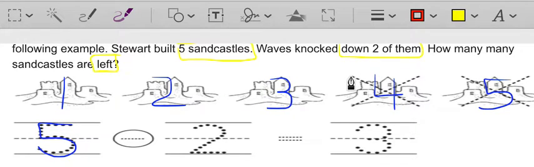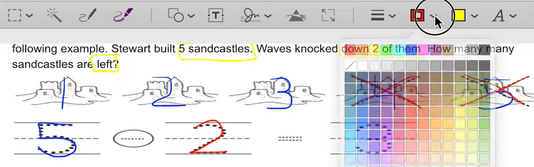So we have to take away how many? You can see my number right here. 2 of them. So how many X's will I need? 2 X's. 1, 2. Now that number 2 is really important too. So I'm going to come down here and write my number 2 because 2 of my sandcastles disappeared with the waves. So now the next part of my word problem says, how many sandcastles are left? How many sandcastles are left?